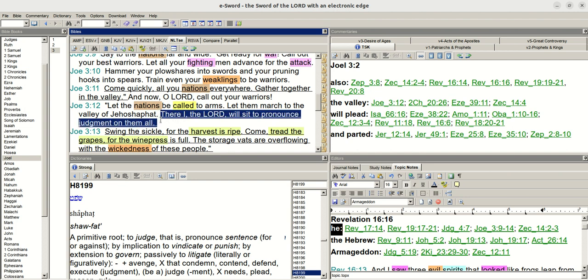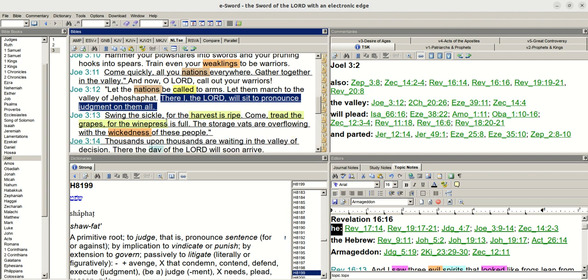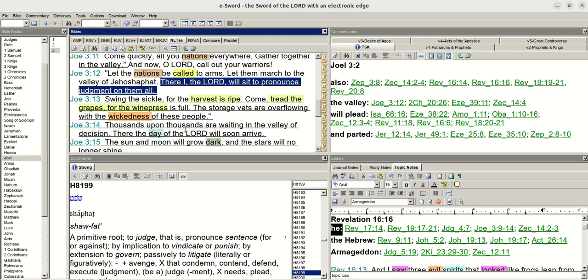Now, when we see the word judgment, it brings us back, because realistically, if we look back from Revelation 19, but we're just going to read the next verse here and see how they link. "Swing the sickle, for the harvest is ripe. Come, tread the grapes, for the winepress is full. The stored vats are overflowing with the wickedness of these people. Thousands upon thousands are waiting in the valley of decision. There the day of the Lord will soon arrive.